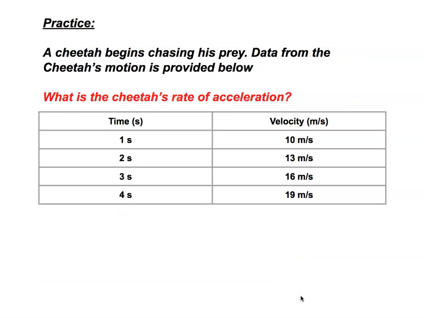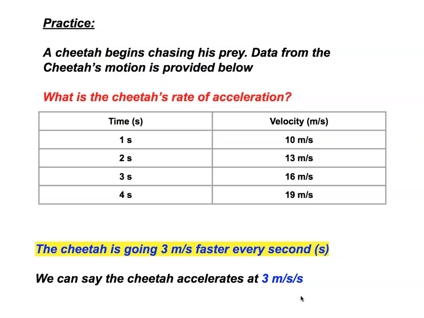Here's another example. A cheetah begins chasing his prey. The data from the cheetah's motion is provided below. What is the cheetah's rate of acceleration? The cheetah is going 3 meters per second faster every second. We can say the cheetah accelerates at 3 meters per second per second.